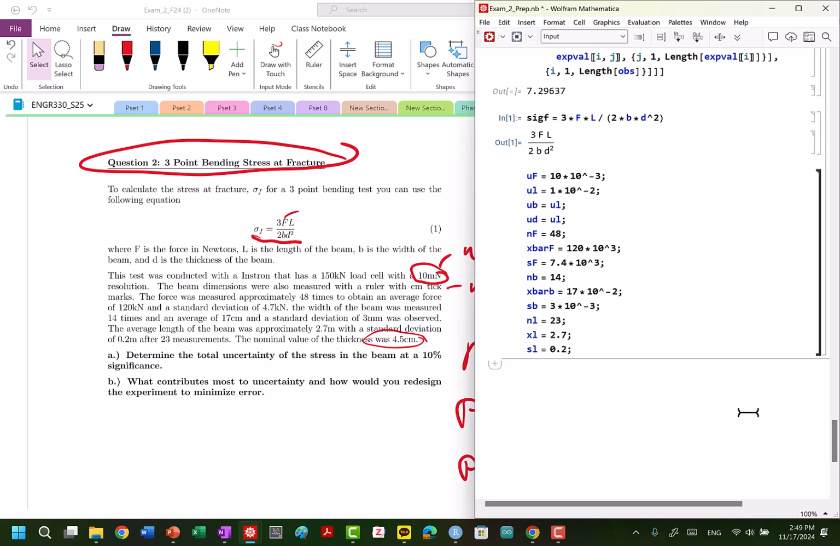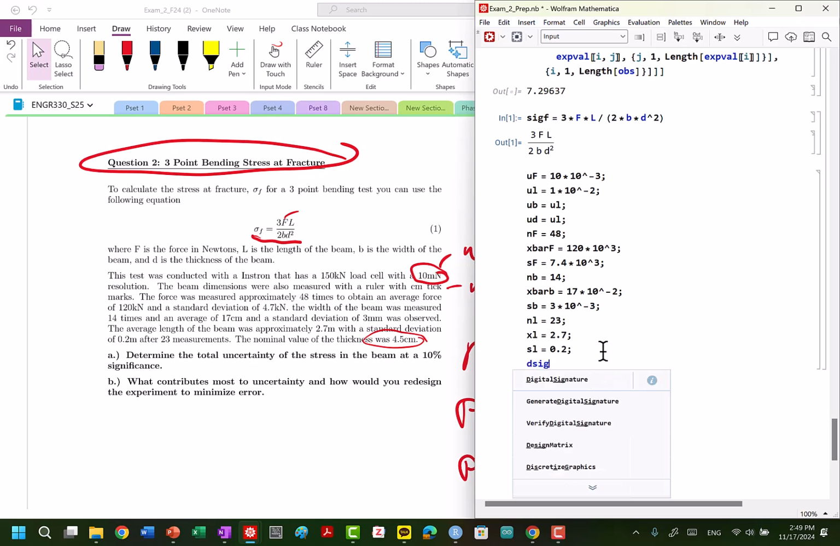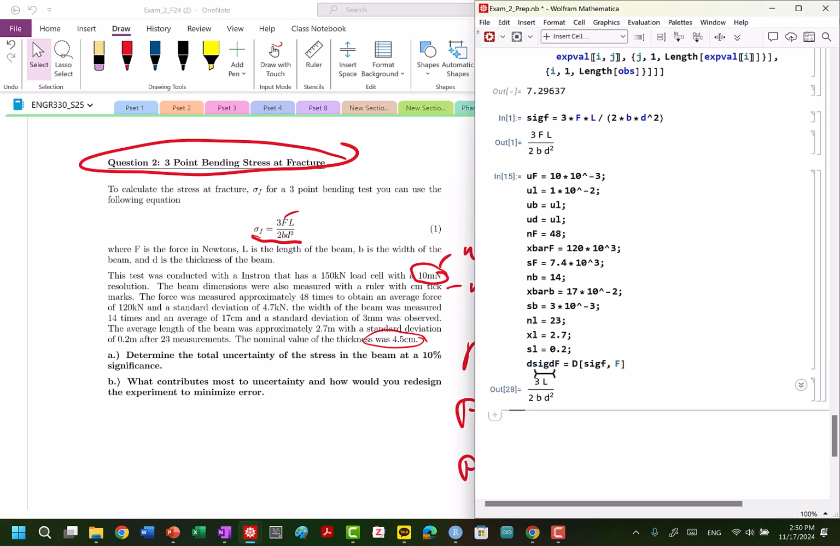There we go. So when we have all, we also need to do our partial derivatives. So we have uncertainty in everything. So d sigma d F equals derivative of sigma F with respect to F. And we'll just copy this and we'll get all the rest of them. So it's partial derivatives: F, L, capital L, B, and D. There we go.